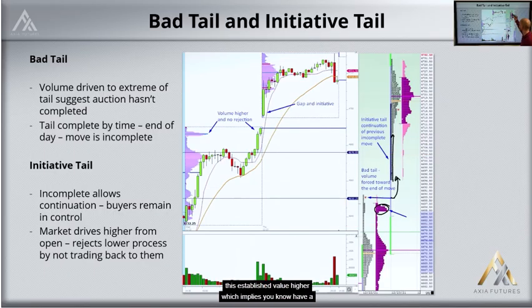We then, on the back of this, establish value higher, which implies you now have a stronger market, moves value up over 2 days, leaves, if you combine these 2 days, an area of distinct low volume running from here to here. And this now acts as your low volume zone and acts as a support over the coming days.